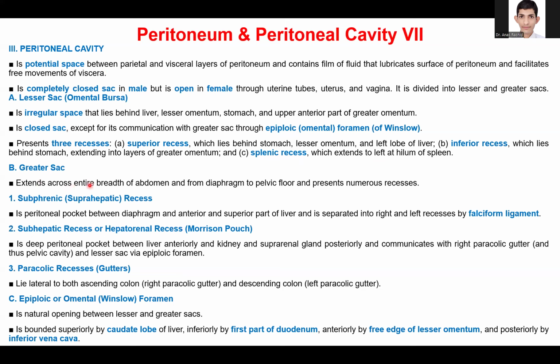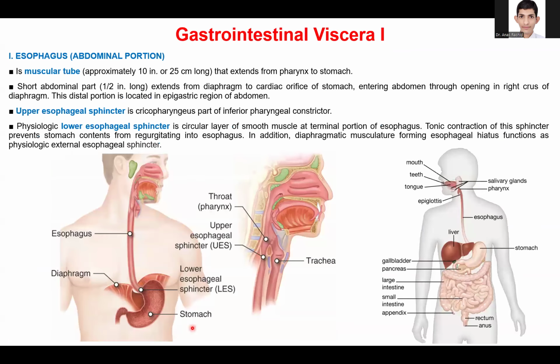Greater sac extends across the entire breadth of the abdomen and from the diaphragm to the pelvic floor and presents numerous recesses. We have the subphrenic or suprahepatic recess, and the subhepatic recess or hepatorenal recess, or Morison pouch. We have the paracolic recesses or gutters. The epiploic or omental foramen, which is the natural opening between the lesser and greater sacs, is bounded superiorly by the caudate lobe of the liver, inferiorly by the first part of the duodenum, anteriorly by the free edge of the lesser omentum, and posteriorly by the inferior vena cava.